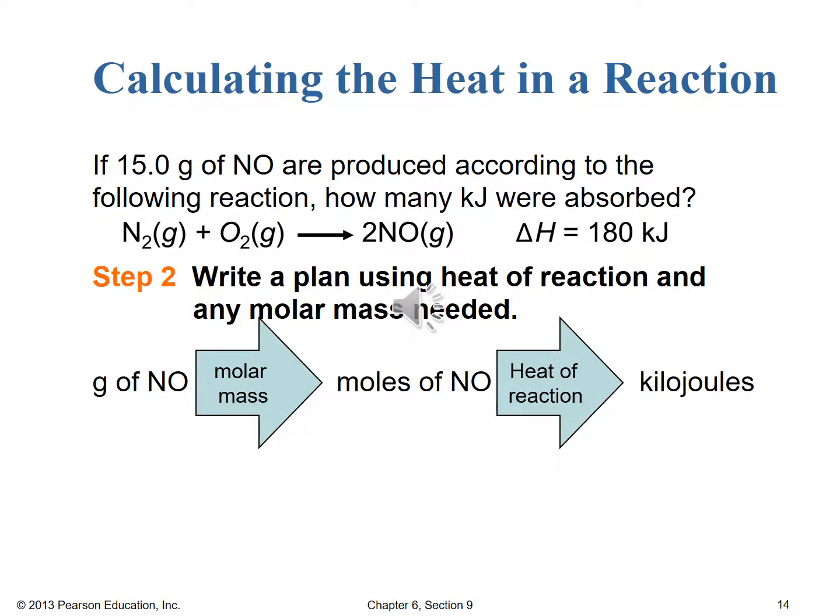Moving on to step 2, now we'll write our plan using heat of reaction and any molar mass data needed. So we start in grams of nitrogen monoxide. Obviously, we'll need its molar mass to get into moles of nitrogen monoxide, which is what the reaction actually talks about. And then finally, we'll use our value of the 180 kilojoules per 2 moles of NO produced to find the kilojoules of heat absorbed in this reaction.